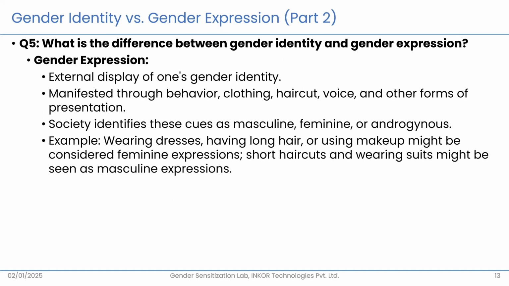While gender identity is how someone personally experiences their gender, gender expression is how they outwardly present it to the world. This includes choices in clothing, hairstyle, voice, and mannerisms. Society tends to categorize these expressions as masculine, feminine, or androgynous. For example, wearing makeup and dresses is often seen as feminine, while short haircuts and suits are viewed as masculine. However, gender expression does not always match gender identity. A person who identifies as male may choose to express themselves in a way that society sees as feminine, and vice versa. Gender expression is influenced by culture and individual preferences, making it an evolving and fluid aspect of identity.